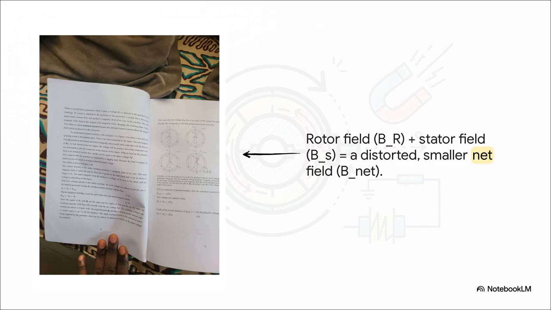And you can see the new net field, B net, is not only smaller than the original BR, but it's also been twisted backward. The result of all this? That's panel D. The terminal voltage V phi, which is produced by this weaker, distorted B net, is now lower than our ideal internal voltage EA. Basically, the stator's own current is weakening and distorting the very field it needs to operate.